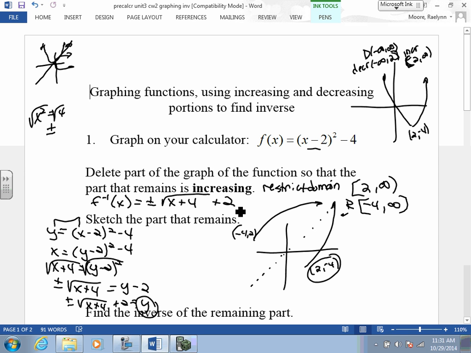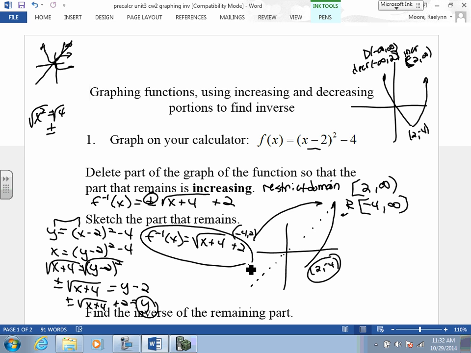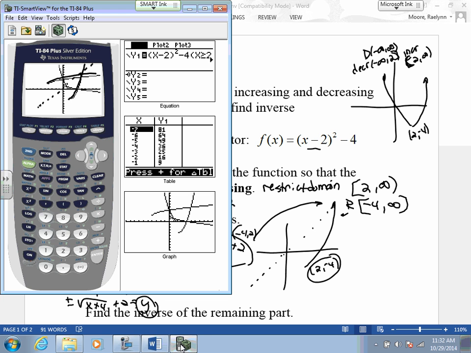Now, because I took the increasing part, I should take the positive or the negative of this? I'm going to get 2 legs, so I should take the positive of this. So here is my inverse. Right here, I took the positive leg. If I wanted the negative leg, the other one, if I wanted the decreasing part, I would take the negative one.